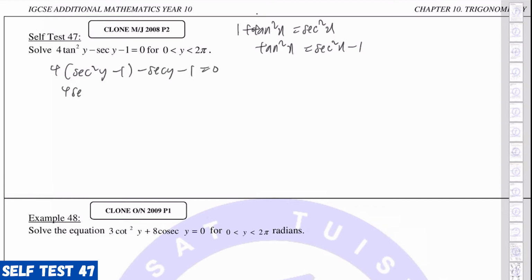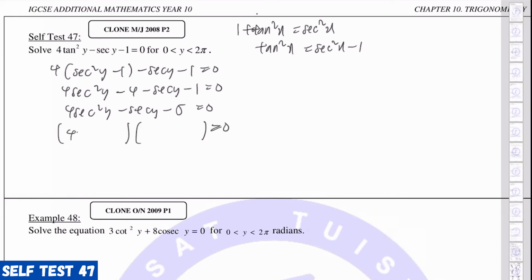So what we have here is a quadratic equation involving secant. So rearrange them: secant square y minus secant y minus 5. Okay, so again, it's quite similar. The factor is 20. So feels like we've done it before, right? 5 and 4, minus and plus. So secant y is either 5/4 or negative 1.